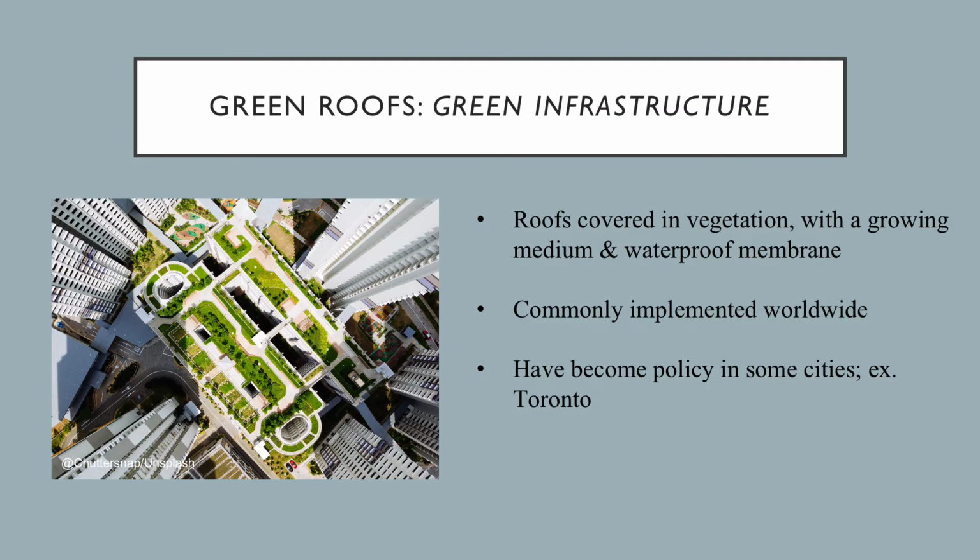Green roofs are a type of green infrastructure, and it is defined as a roof that is covered in vegetation, which has a waterproof membrane and a growing medium. Green roofs are commonly implemented worldwide because they offer various benefits, and they've even become policy in some cities, such as in Toronto, that mandates green roof installation on any building that is greater than 2,000 square meters in floor area.